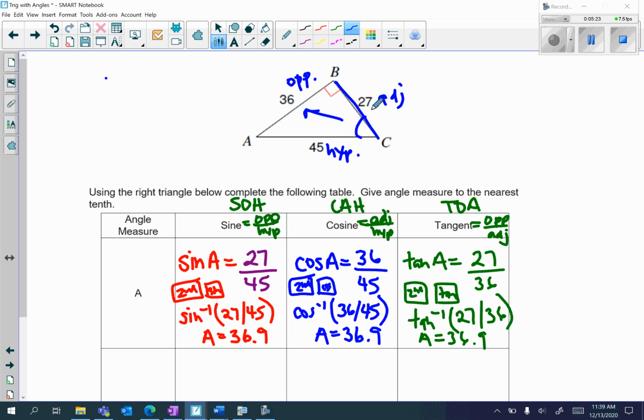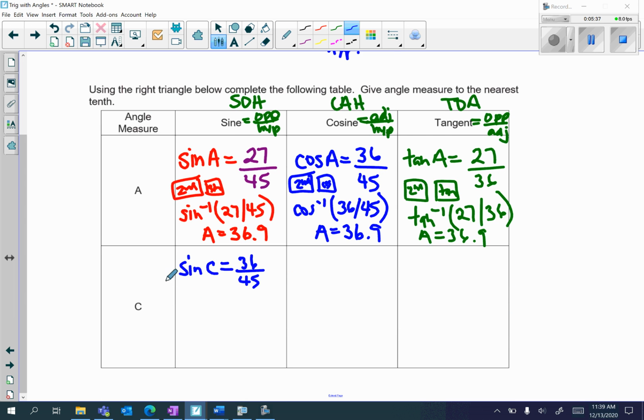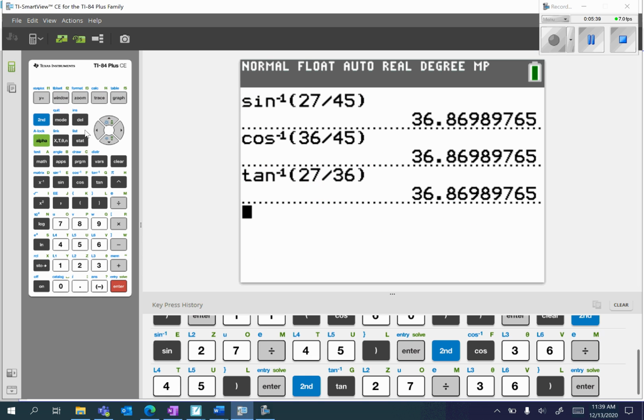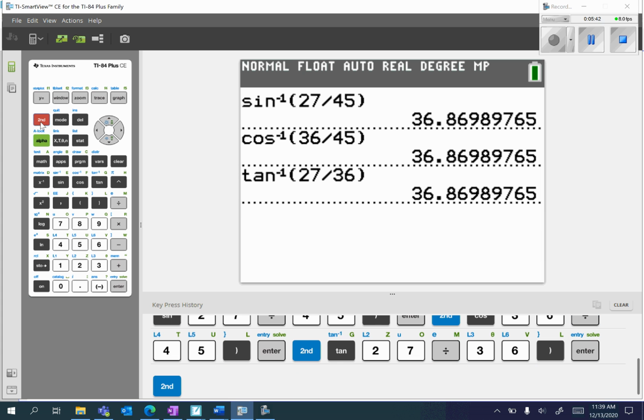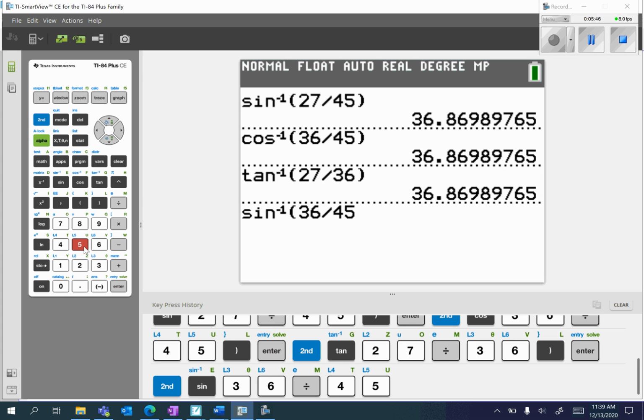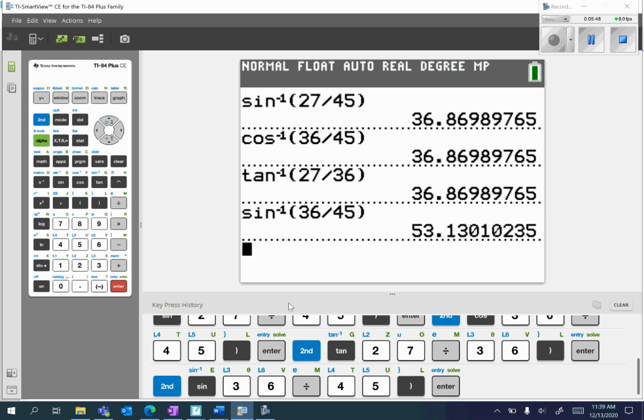So we want to find sine of C, which is opposite over hypotenuse. So that's 36 divided by 45. Again, we have to use second sine of 36 divided by 45. So let's put that in our calculator. And we get 53.1.